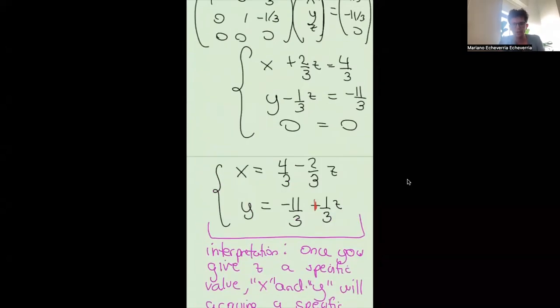The typo I made is that when I solved for y, this had to change signs. So this one should have been plus 1/3 of z. If you're copying anything, just fix that, because that was a mistake earlier. I had written minus, it should have been plus.